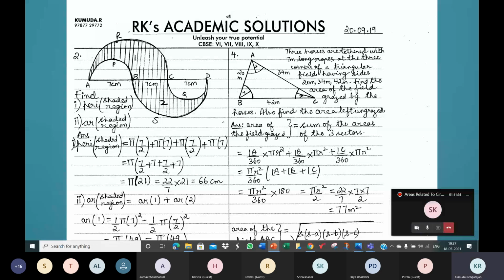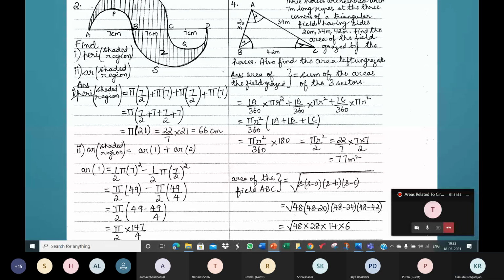What's the area of the triangle? 336 meters square. All right. What's the semi-perimeter? 48.